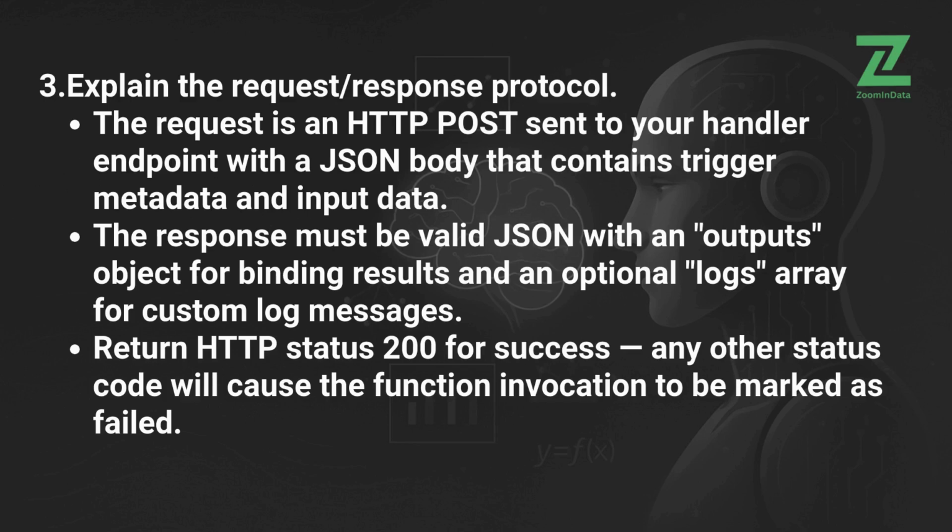Explain the request-response protocol. The request is an HTTP POST sent to your handler endpoint with a JSON body that contains trigger metadata and input data. The response must be valid JSON with an outputs object for binding results and an optional logs array for custom log messages. Return HTTP status 200 for success. Any other status code will cause the function invocation to be marked as failed.